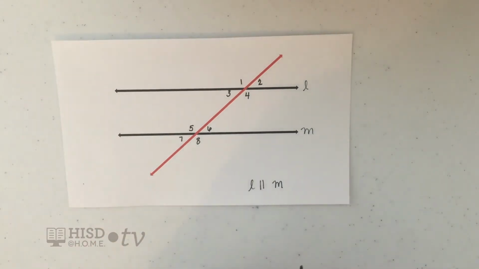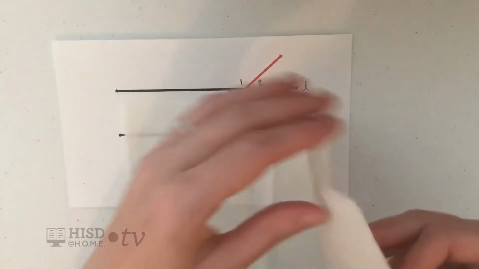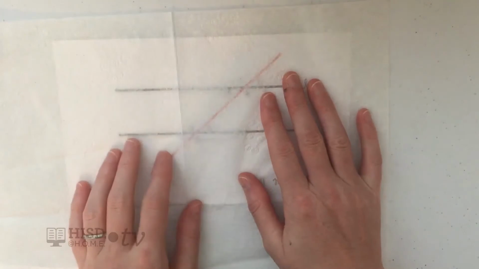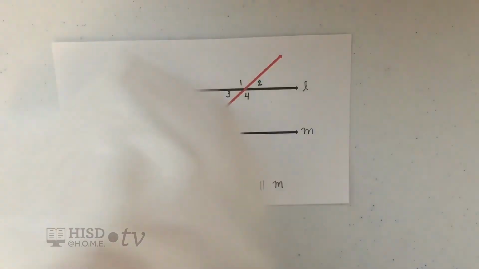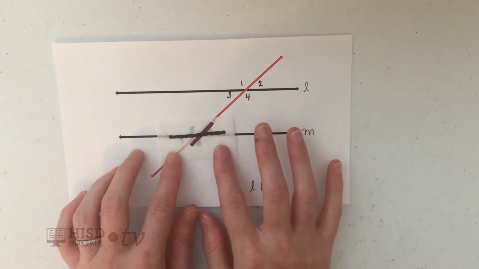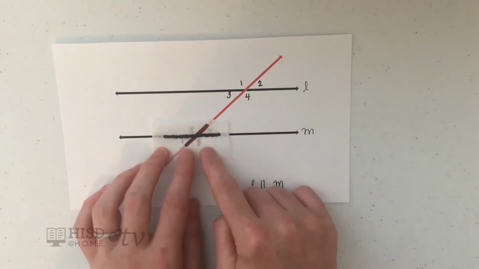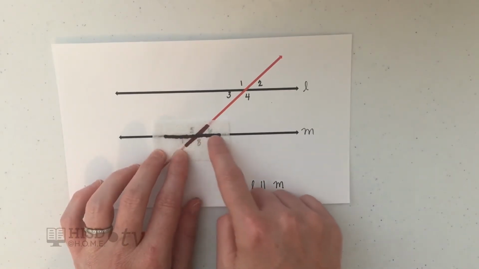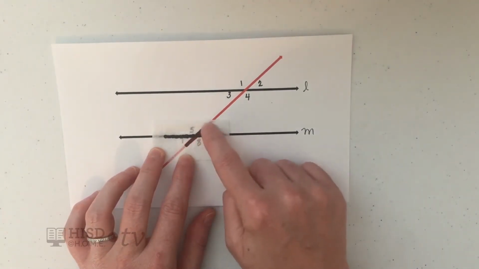In order to show you what corresponding angles are, I took a napkin from my kitchen and I unfolded it so that when I placed it over my drawing, I could trace one of my parallel lines and the transversal. Once I did that, I simply just cut it so that I could see a little bit better. And what you'll notice is you can see angle 5, 6, 7, and 8 right through my napkin. But you can also see that the line that I drew on my napkin matches up with line M, and the transversal matches up with the line that I drew on top.